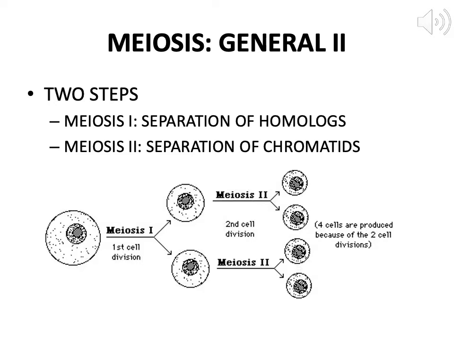Once we separate the homologs, then we've got to take care of separating the chromatids. The chromosomes consist of 2 sister chromatids, and we're going to have to pull them apart. And that's where meiosis 2 comes in. Meiosis 1, separation of homologs. Meiosis 2, separation of chromatids.